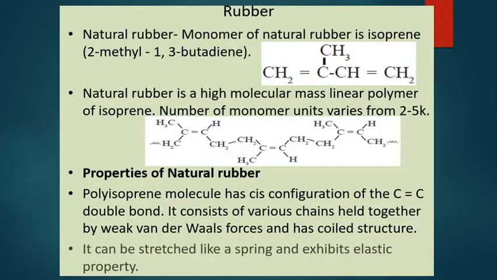Now again, let's talk about the properties of natural rubber. Polyisoprene, or natural rubber, has a cis configuration of the carbon to carbon double bond. It consists of various chains held together by weak van der Waals forces, and it has a coiled structure. It can be stretched like a spring and exhibits elastic property.